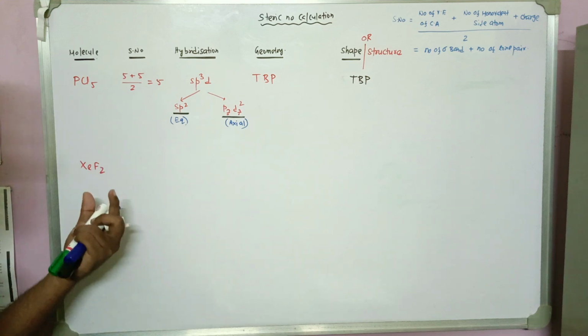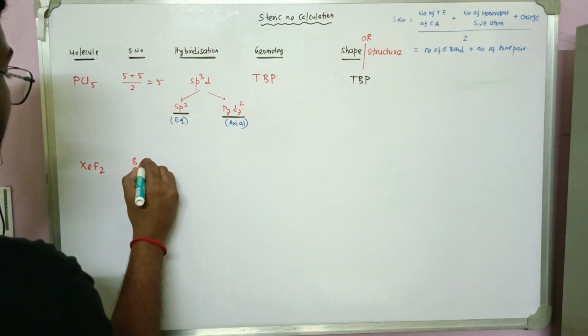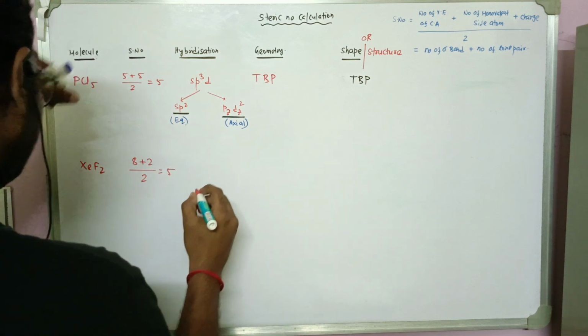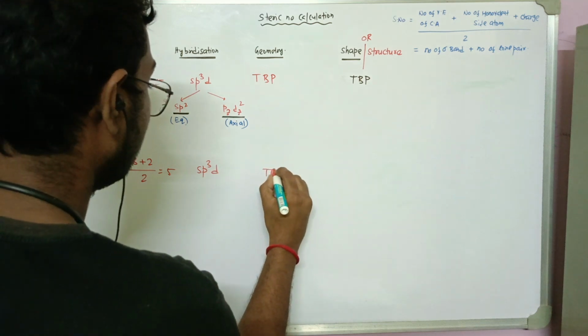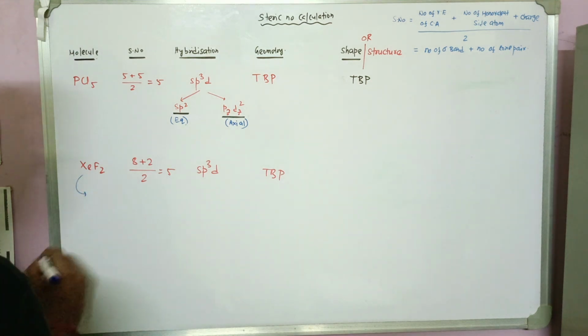Now let's discuss the XeF2 molecule. So for the steric number, the valence electrons of xenon is 8 plus 2 monovalent side atoms, divided by 2, that is 5, and the hybridization will be sp3d and the geometry will be TBP. But what about the shape? For that reason we have to again calculate the number of lone pair electrons.